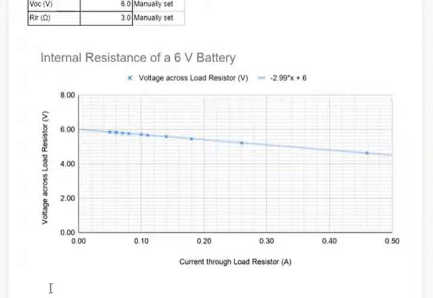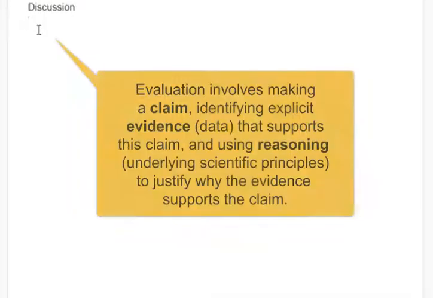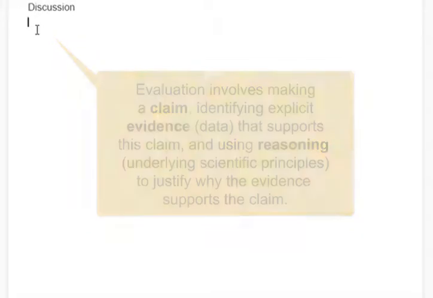Okay, so let's write a discussion and conclusion. In my discussion, I don't want to just write general comments. I want to give explicit information. I'm going to evaluate and make a claim about accuracy, validity, and reliability, base that on evidence, be explicit about that evidence, and then give reasoning for it.